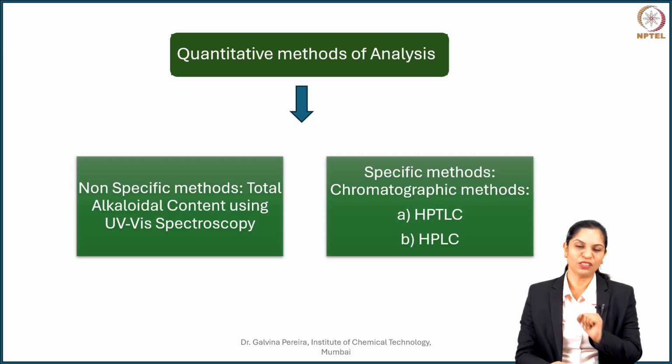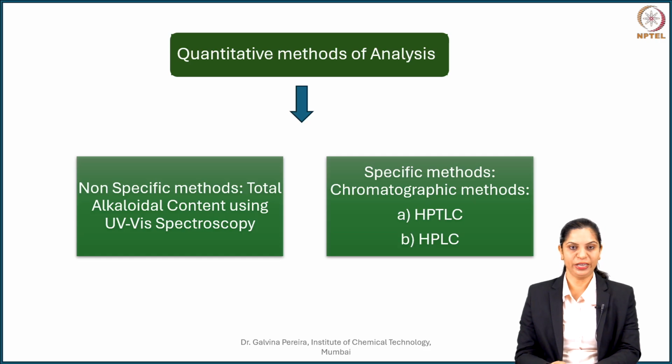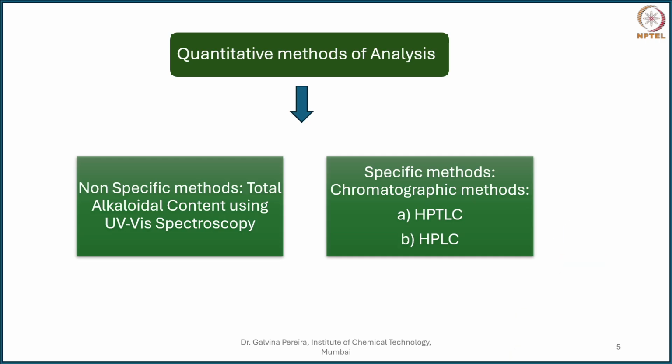Whereas if you want to specifically quantify vasicine and vasicinone content, you can go to a little expensive but very reliable chromatographic methods, which are your high performance thin layer chromatography, whereas the second one is your high performance liquid chromatography, also referred to as high pressure liquid chromatography. So HPTLC and HPLC are two methods which can help you in quantification of specific phytochemicals present in your formulation. So let's first study and analyze the non-specific method. We'll just restrict to one case, but there are many methods of doing it.